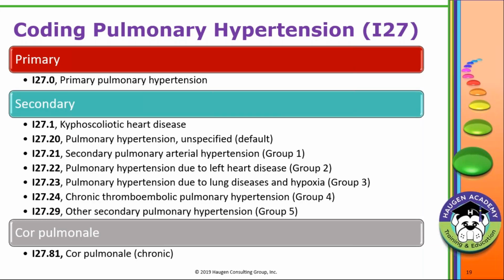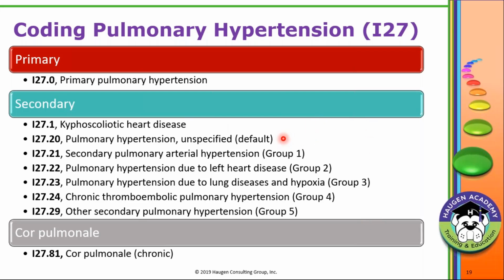So the codes are in category I-27, and you'll see we only have one code for primary pulmonary hypertension. It is I-27.0. And then we have all of these codes for additional. We do have one code for kyphoscoliotic heart disease. Kyphoscoliosis is a condition of the spine where you've got abnormal curvature front to back, and that can interfere with the way that the pulmonary arteries are pumping blood. All of those other groups that I was talking about are classified in subcategory I-27.2.